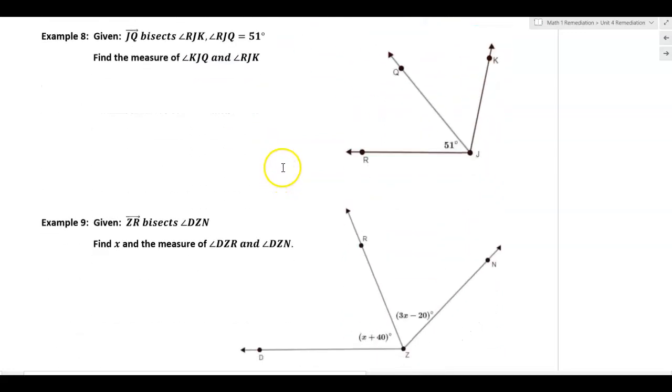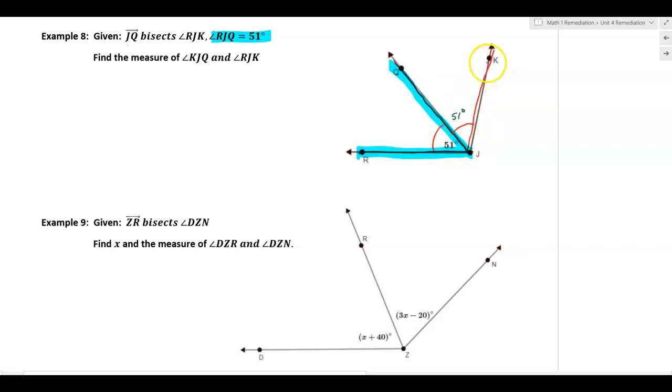Now example 8. JQ. This angle bisects angle RJK. Right away I mark these angles congruent. They tell you RJQ, this angle is 51 degrees. Well, right away, if this angle is 51 degrees, since this ray bisects it, I know this is 51 degrees.